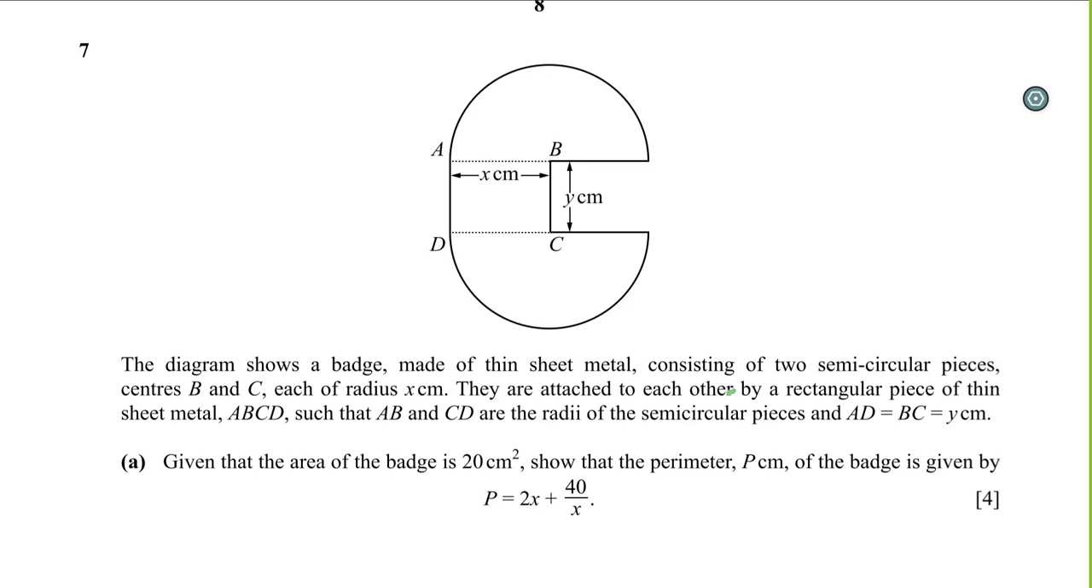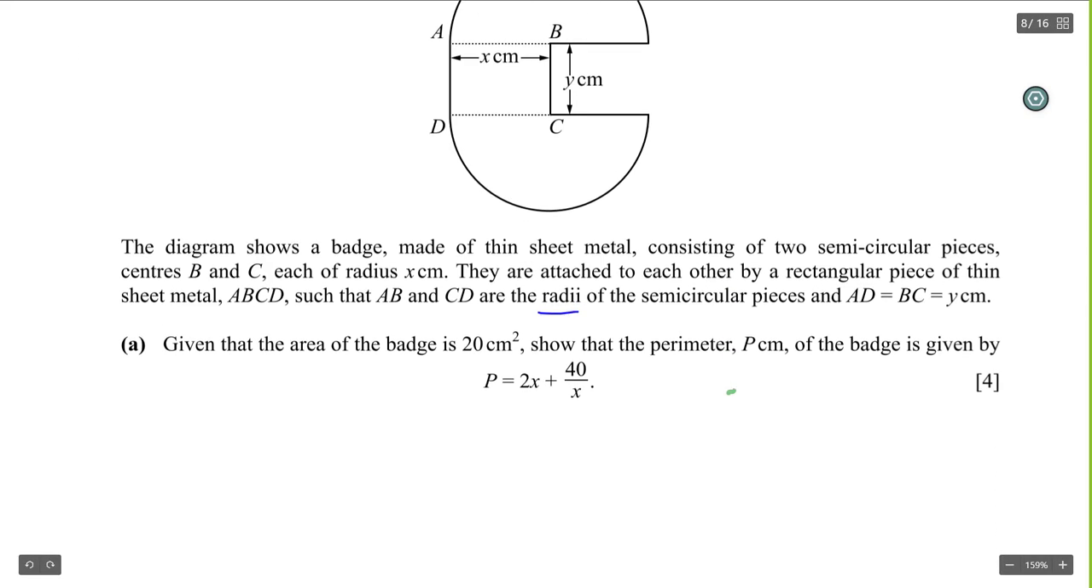Yeah, basically everything here is already shown in the diagram. They just want to mention that this is a rectangle. And then in this rectangle, you have 2 lines which are radii. So basically AB is a radius and CD is a radius. So they use radii, the plural of radius. Alright, so given that the area of this batch is 20, they ask you to find the parameters.